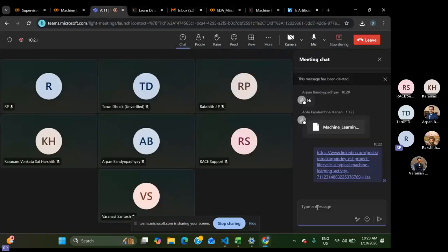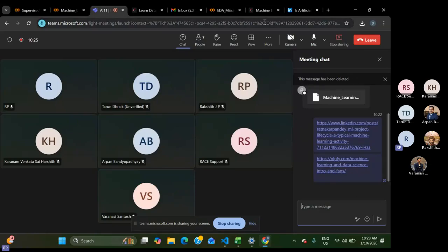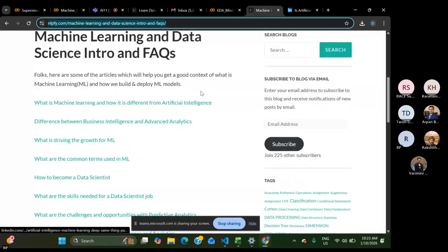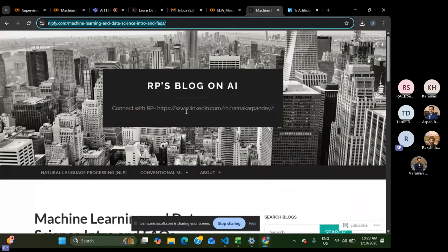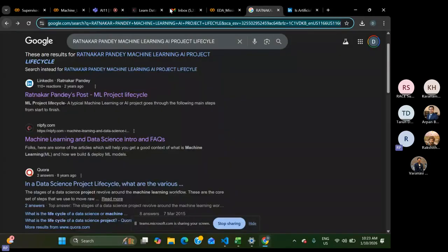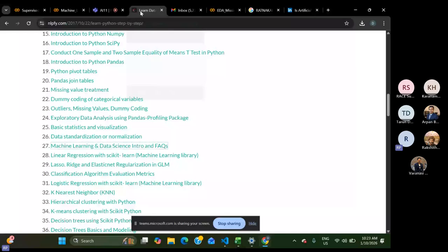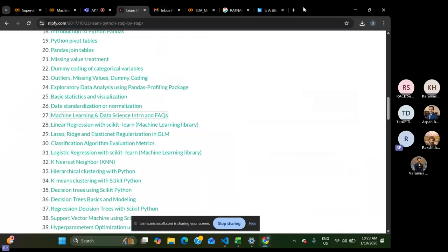Okay, I've got the link that I was looking for. I can give you some time to quickly read this at a very high level. The article I've shared just now is Machine Learning and Data Science Intro and FAQs. Let me see if I can find the article number from my blog. I'll give you maybe 10 minutes to quickly take a look at this. It is 27, but somehow it doesn't pull up.